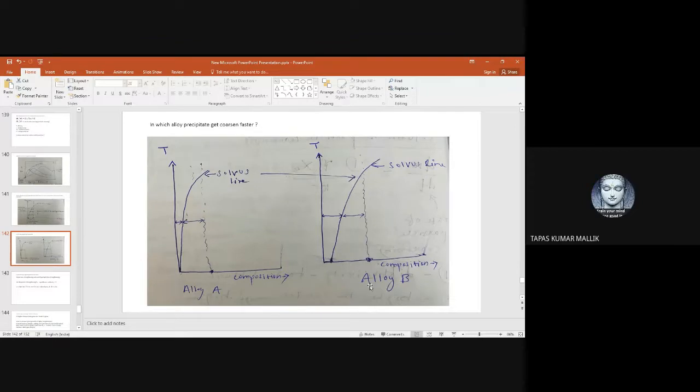Alloy B. Alloy B, very good. Why alloy B? Equilibrium solubility.